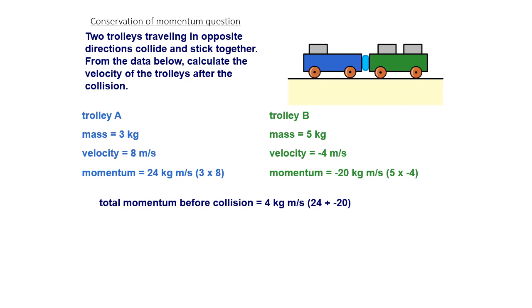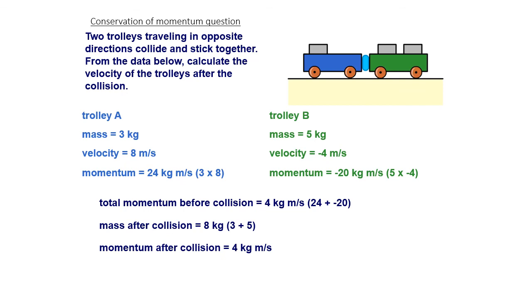Welcome back. You can see the total momentum before collision will be 4, because both trolleys are coming in opposite directions, so you take away 24, take away 20. The mass after collision, because they stick together, will be 5. The momentum after collision is 4. And by using the equation, your velocity is 0.5 meters per second.